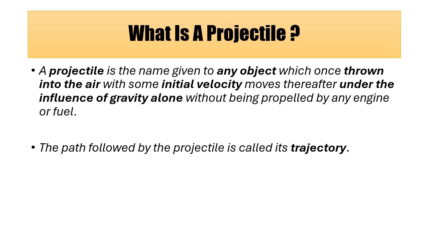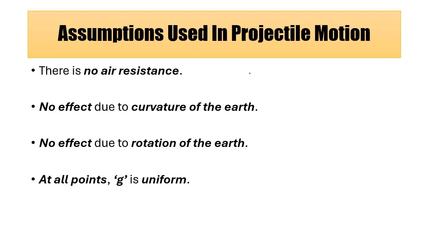These are some of the assumptions which are considered while analyzing projectile motion. First, no air resistance, no effects due to the curvature of the earth, no effects due to the rotation of the earth. At all points, acceleration due to gravity, small g, is uniform.